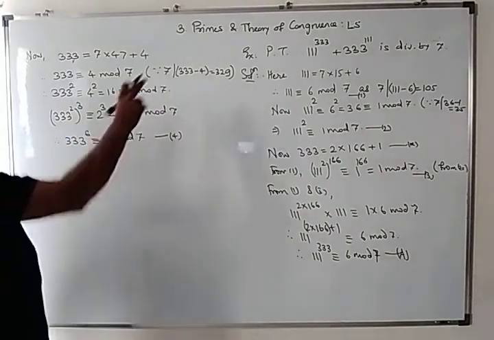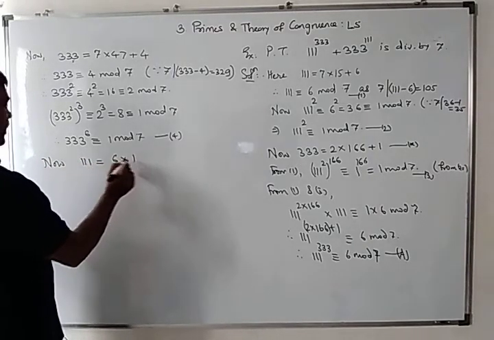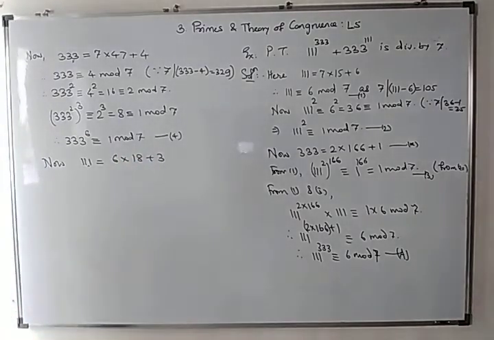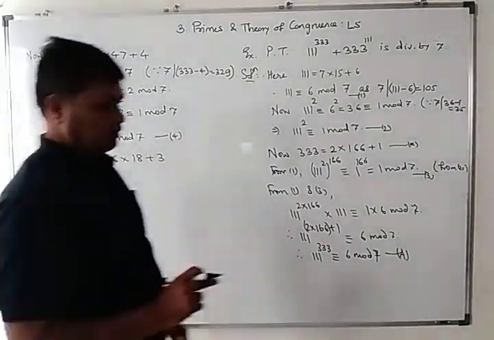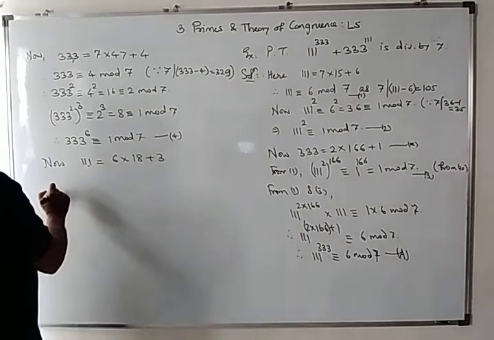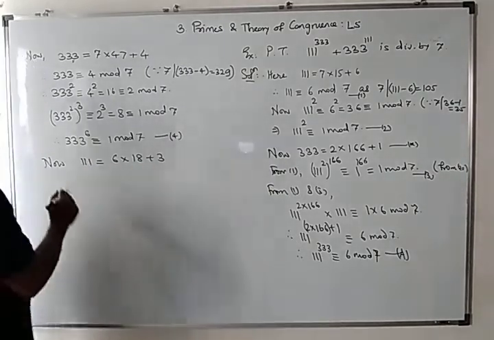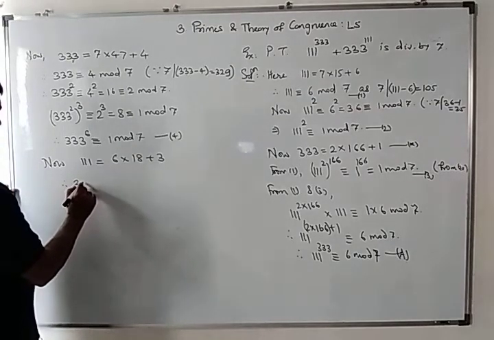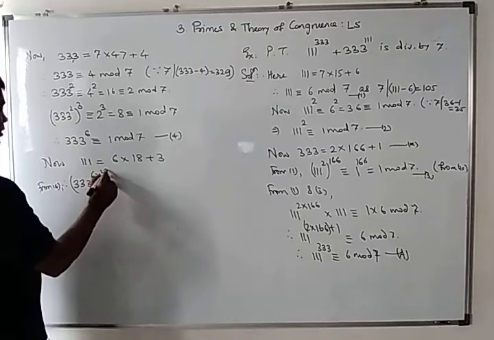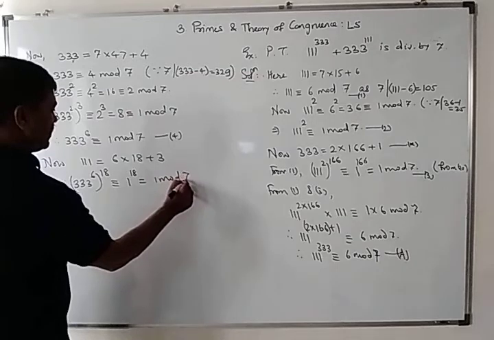Now we'll divide 111 by 6. Now 111 is equal to 6 into 18, plus 3, right. Therefore, from 4, 333 raised to 6 into 18 is congruent to 1 raised to 18, which is equal to 1 mod 7. This is 5.